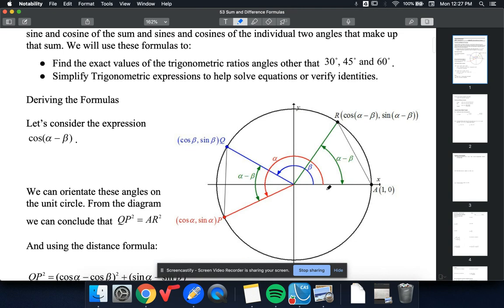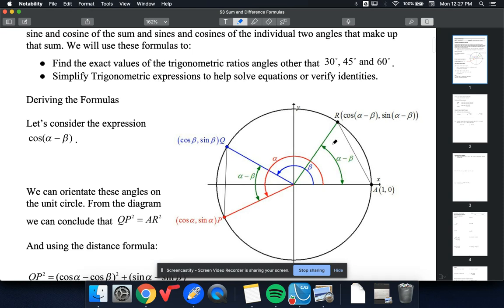In this example, alpha is my bigger angle, beta is my smaller angle. If I take all of alpha and then subtract beta, I end up at this green line, which is what this image is showing.